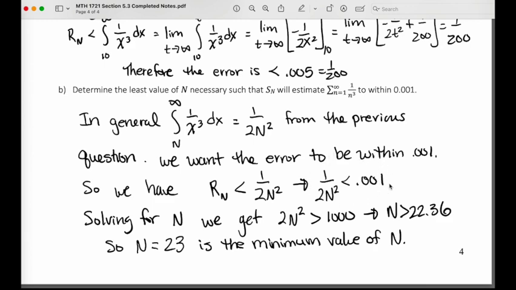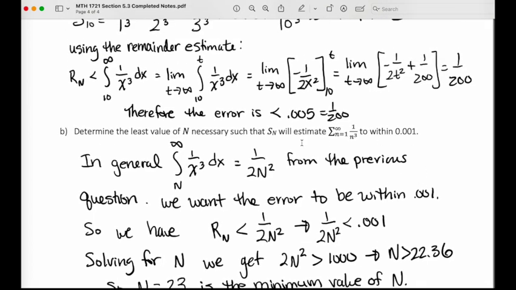And since I want this 1 over 2n squared to be less than 0.001, I just set up that inequality and solve. So when I solve this inequality, 1 over 2n squared is less than 0.001, I get that n has got to be greater than 22.36. And because when we're dealing with series, we're talking about discrete values, right? So they're going to be whole numbers. So we're going to go to the next whole number up, which is 23. So we have to go out to the 23rd term so that our error is within 0.001 of the actual value of the series.